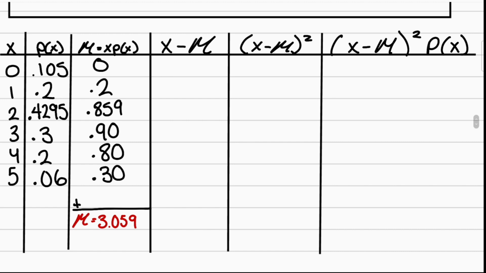We have the x on one side, which is the 0 through 5, the p of x, which is the probability that we figured out, and then to find the mean, we multiplied x times p of x to get the mean, which is 3.059. So I'm going to give you a moment to figure out the x minus the mean, which is the next step in this problem. So you're going to be subtracting the mean that we figured out, 3.059, from 0 through 5. I'll give you a moment to figure that out. You can pause the video.